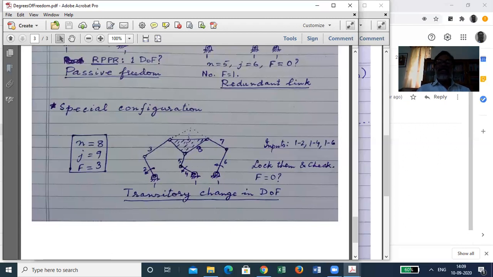So there is a transitory change in degree of freedom, DOF. At this configuration, the mechanism should have 0 degrees of freedom with the inputs locked and 3 degrees of freedom with inputs there. In actual fact, with inputs locked at this particular configuration, it has 1 degree of freedom, and if the inputs were operational, then it would have 4 degrees of freedom. There is a transitory gain in degree of freedom at this configuration.